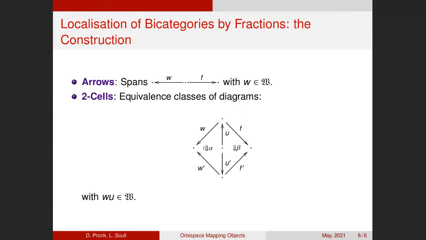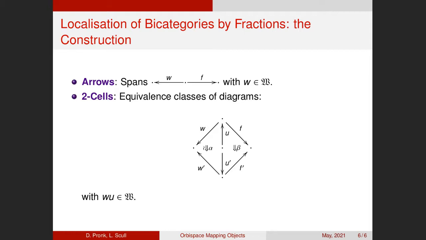And if my class of arrows satisfies these conditions, then the bicategory of fractions has now the spans as we have seen them before as its arrows, and the two cells are going to be equivalence classes of diagrams like this. What was the equivalence relation becomes a representative for the two cells, and there's an equivalence class on these, but I'm going to come back to that once I continue on in my orbifold slides. So I'll get back to those.